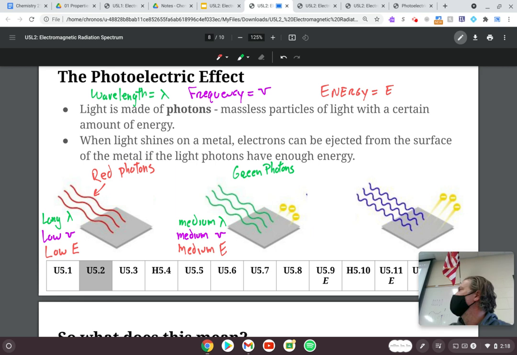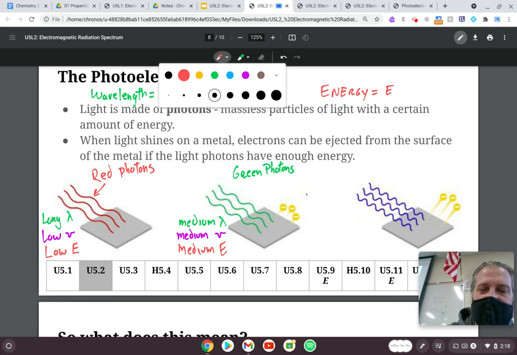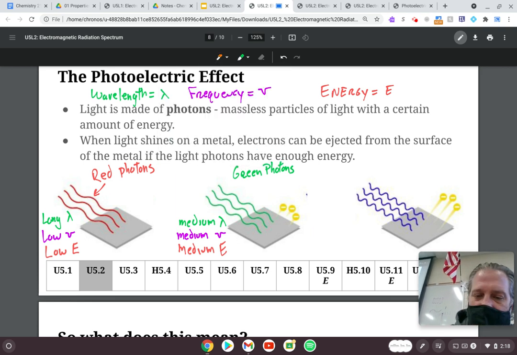yellow circles. Do you see those? You see those yellow circles up there? On your note packet, the yellow circles didn't copy well. So on the red photon chunk of metal, there are no yellow circles. These yellow circles are electrons. So in the red photon part of the diagram, there are no electrons being emitted.